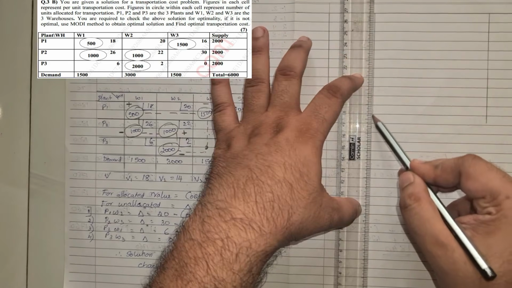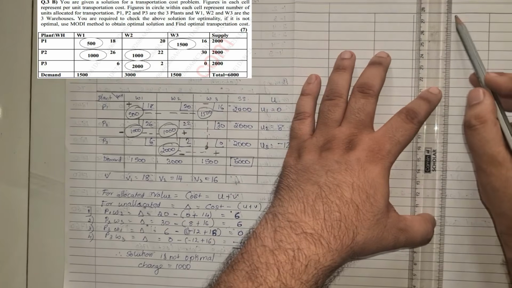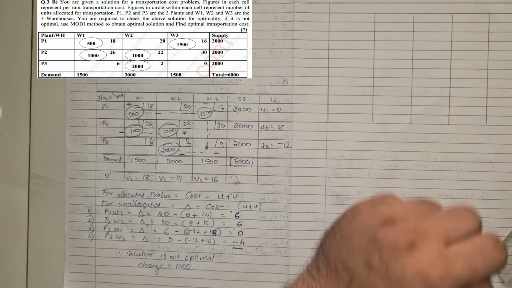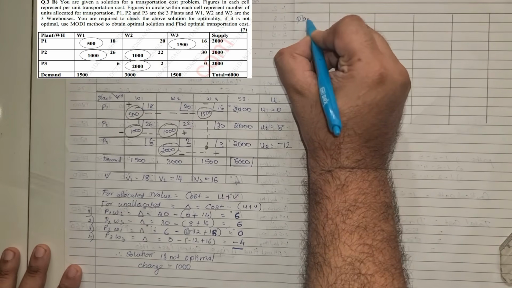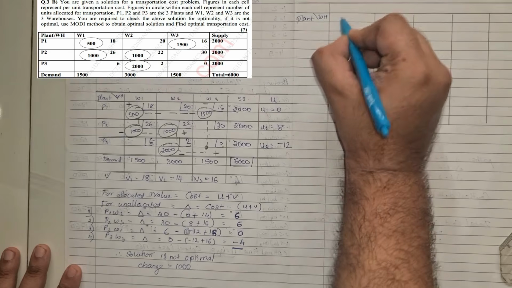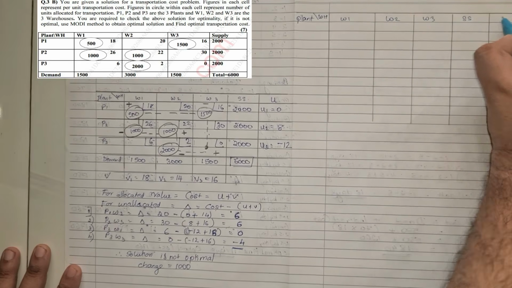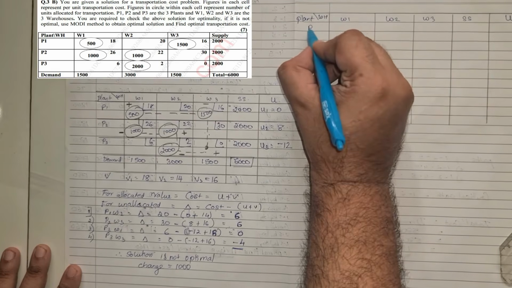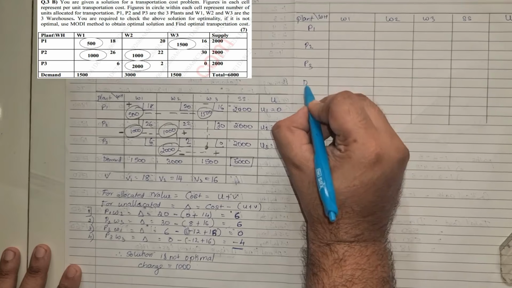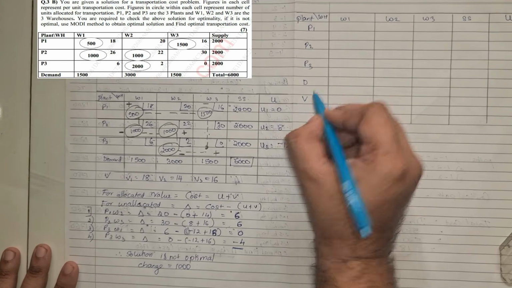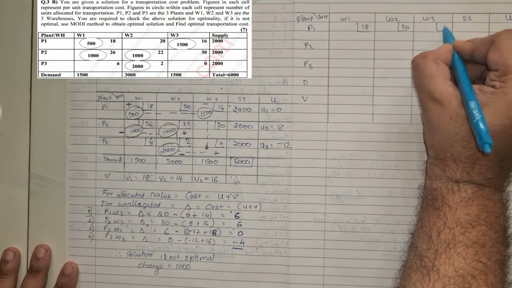Okay, similar, we'll have W1, W2, W3 and supply. The first is that plant and overheads. We have W1, W2, W3, supply U, P1, P2, P3, demand and V. The cost allocations remain same, so we will keep it as it is.